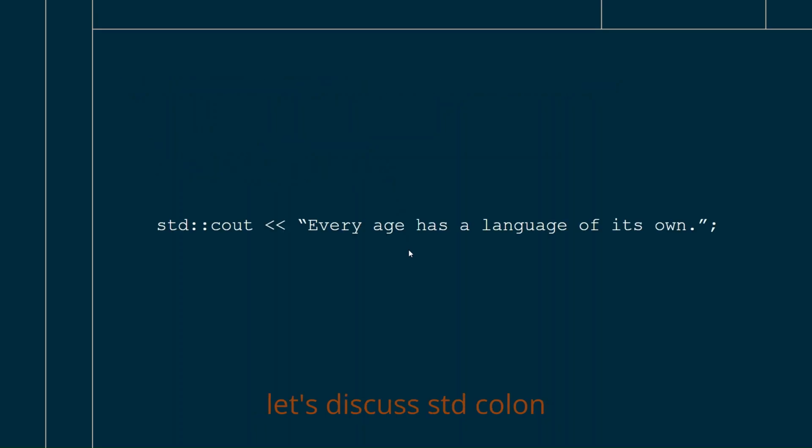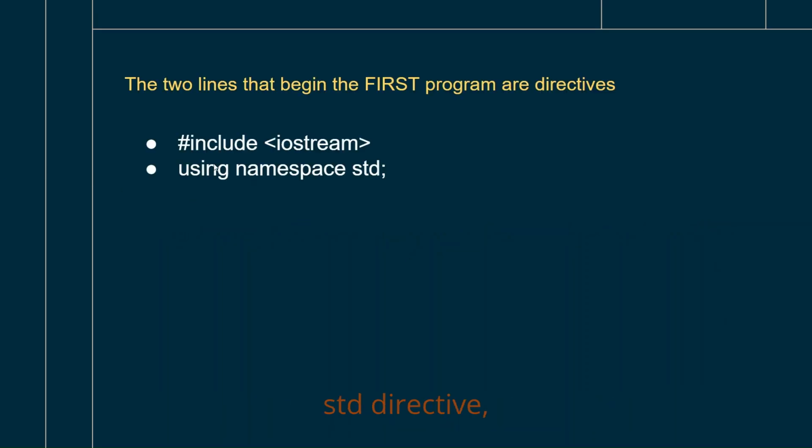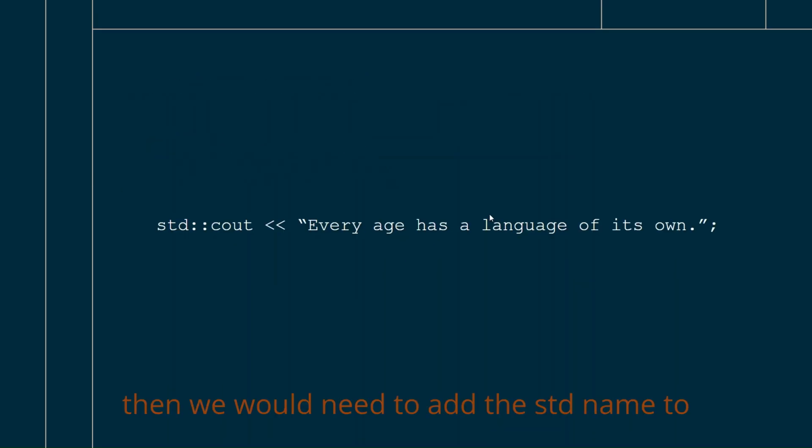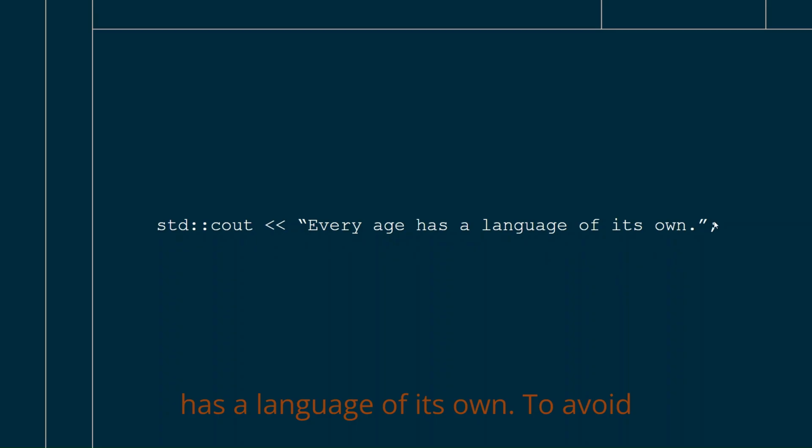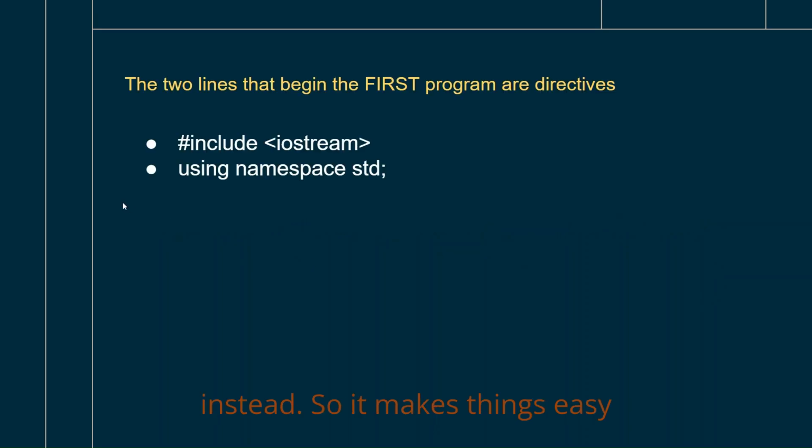Now let's discuss std::cout. Every age has a language of its own. So if you are not going to use that previous using namespace std directive, then we would need to add the std name to many program elements. For example, in the first program we'd need to say std::cout, every age has a language of its own. To avoid adding std:: dozens of times in programs, we use the using directive instead. So it makes things easy for you.